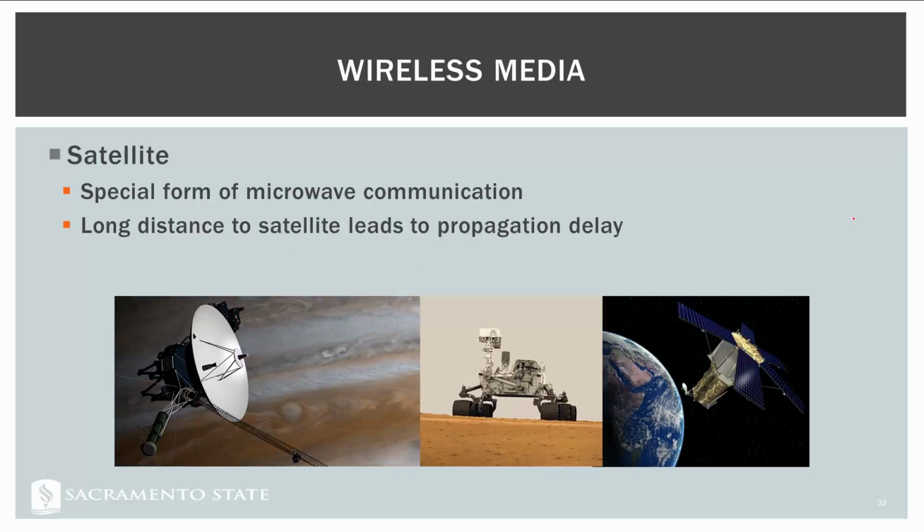And then, of course, we have satellite. Satellite's a special form of microwave communication that we're obviously pointing towards outside of our atmosphere and in the upper atmosphere, with satellites and with our Mars rovers and Voyager space probes and things like that.